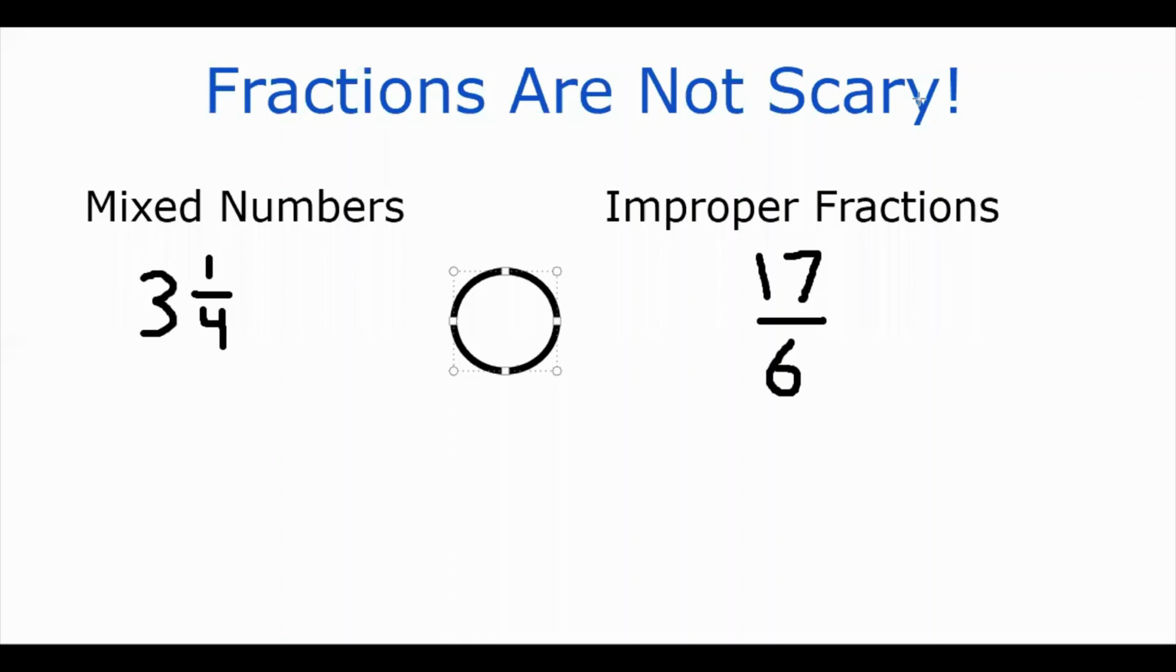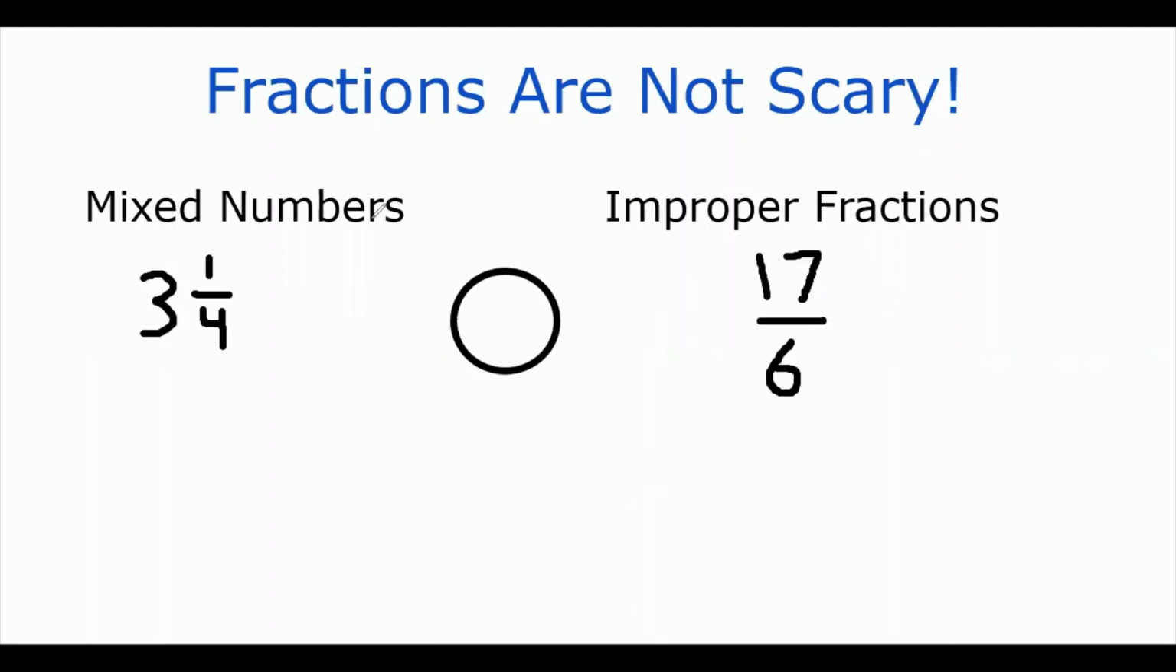So cleared off the whiteboard. And now we've got a mixed number, which is 3 1/4, and an improper fraction, which is 17 over 6. These are hard to compare together when they're in this format. What you're looking at here is a fraction that's more than one whole. In this case, you have 3 wholes and a fraction. And then an improper fraction, these are actually just different ways of writing fractions.